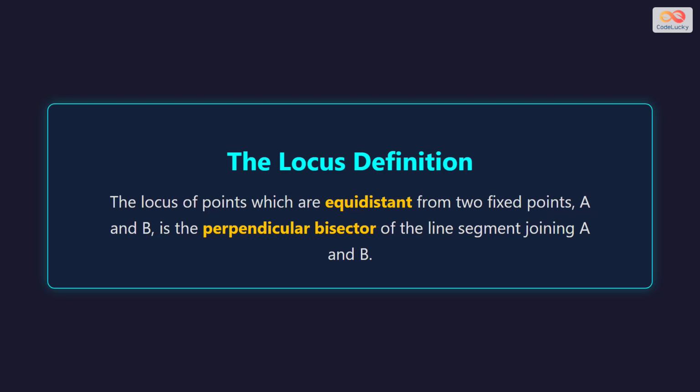So, we arrive at our formal definition. The locus of points which are equidistant from two fixed points, A and B, is the perpendicular bisector of the line segment that joins A and B. This is a fundamental rule in geometry.